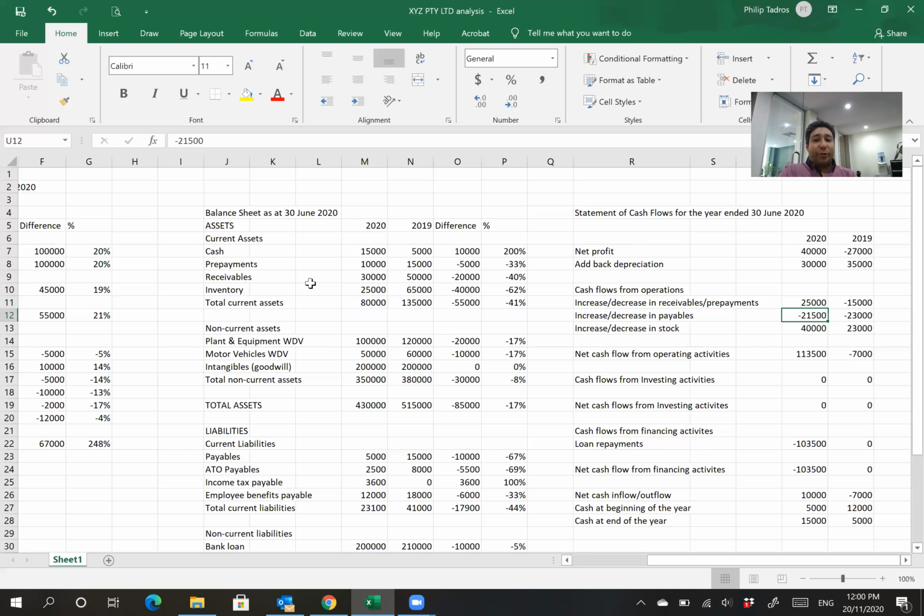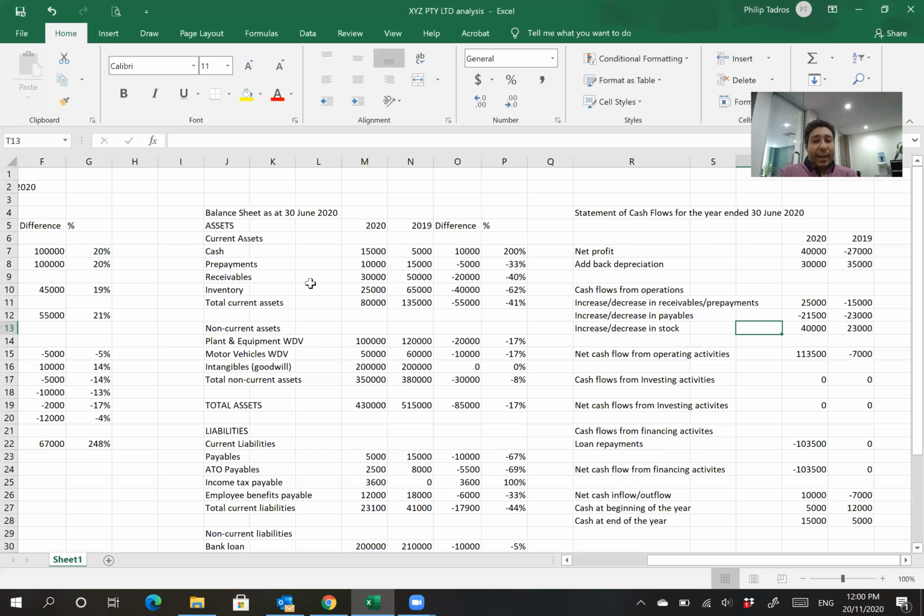Now we come to the current liabilities section. Now that's completely the opposite of the current assets. An increase in a current liability, so for example, payables and ATO payables and employee benefits, may not be a very good thing from a balance sheet perspective, because your current obligations are increasing.